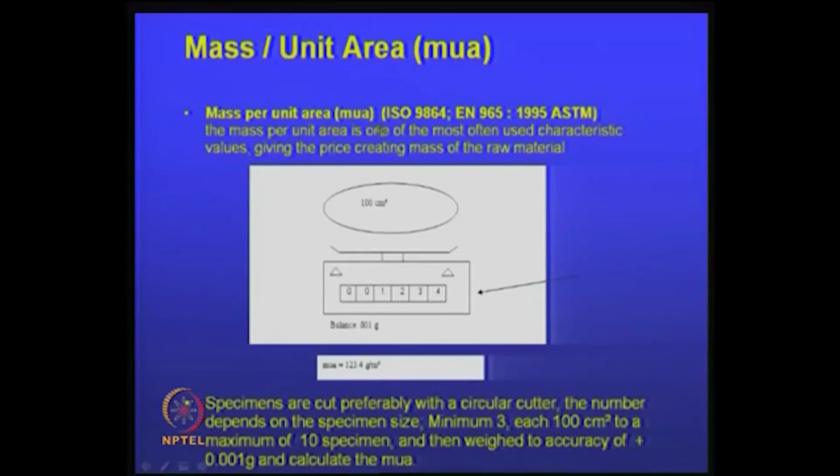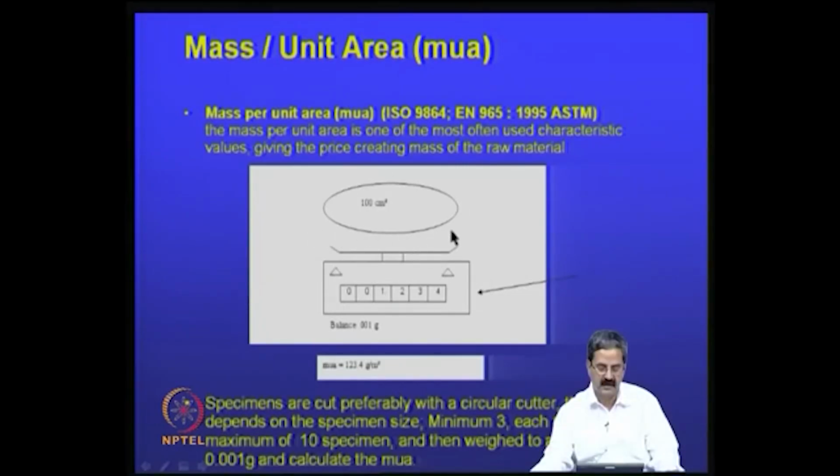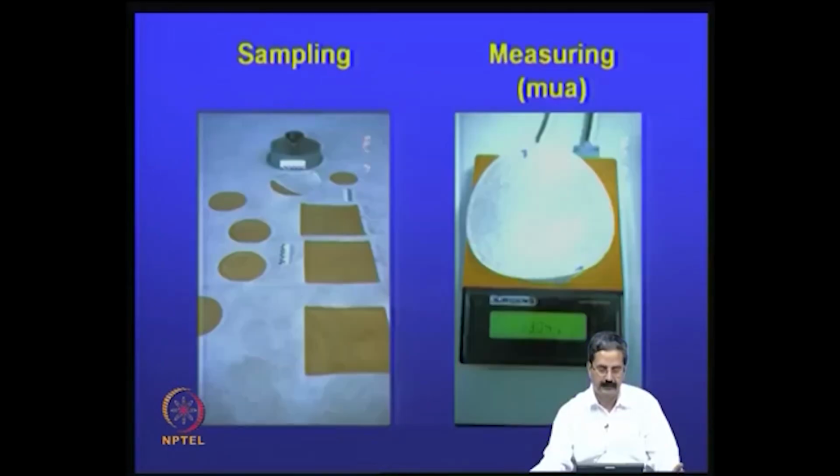We also need to know its mass per unit area, which is called MUA, and it is one of the very important properties here again. You take a small circular piece of geosynthetic material and weigh it. In fact, as I just mentioned, the quality of paper and the quality of silk is also measured in terms of mass per unit area. This is how we do it: we take some samples and weigh them, and it should be nicely cut, because a special cutter should be used.